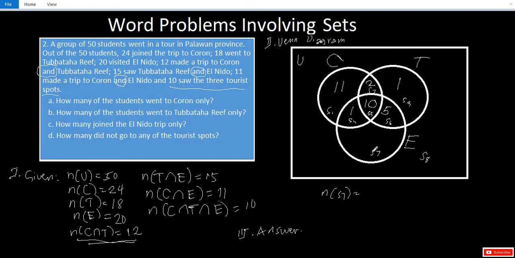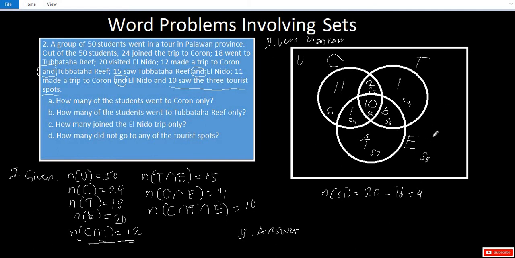So what will we add to 16 to get the cardinality of set E, which is 20? So we need to add 4. So that 16 plus 4 is equal to 20, which is the cardinality of set E. Okay, so this is n of S sub 7 is 20 minus the sum, 10 plus 5 plus 1, which is 16, and the answer is 4.